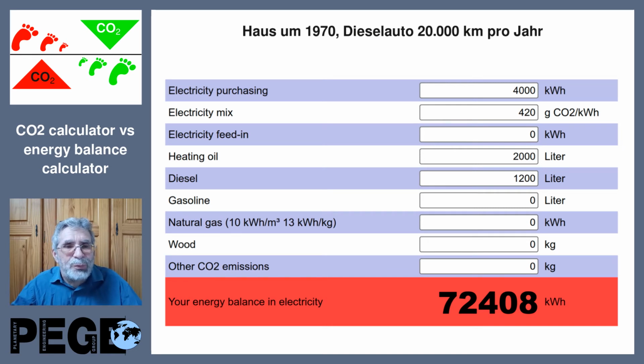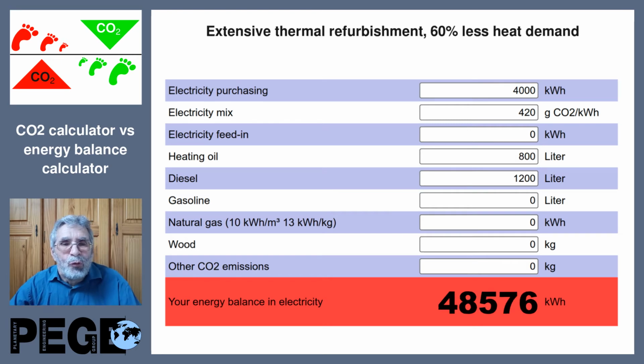Now we start to optimize it. We make now an extensive thermal refurbishment of the house. Heat demand goes 60% down. For the room heating even more, because a part of the heat demand is domestic hot water. This remains the same. And with this, the heating oil demand is reduced from 2,000 liters to only 800 liters. And the energy balance goes down to 48,576 kilowatt hours. Oh, great reduction.